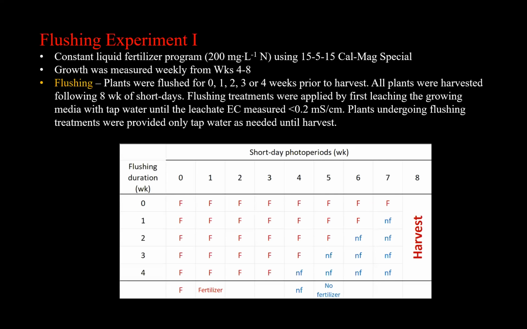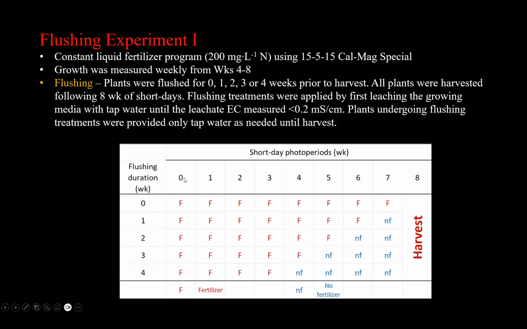And then we flushed the plants for 0, 1, 2, 3, or even 4 weeks prior to harvest. So way beyond what a commercial grower would do. Sometimes we do things a little more extreme and you get to see results more clearly. So we then harvested the plants, and the diagram here kind of just shows you our experimental scheme.